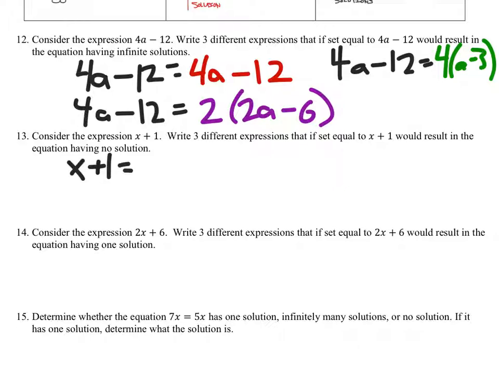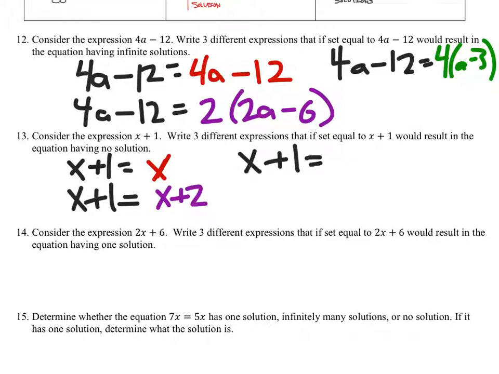All right, what about this next one? Now we're looking for no solution ones, right? So x plus 1 would be equal to x plus 0. Well, I'm just going to make it x. What about x plus 1 equals x plus 2? x plus 3? What about x plus 1 equals x plus 3? x plus 4. That's close. We need to add an x, that's all.